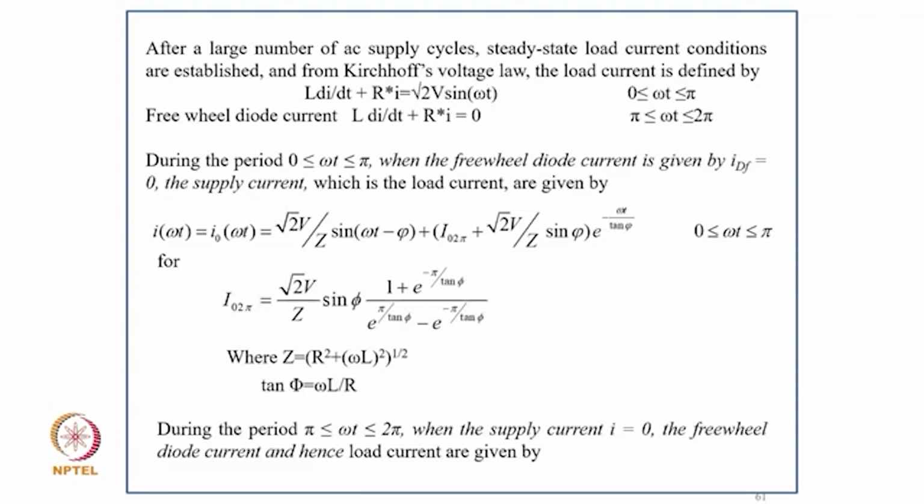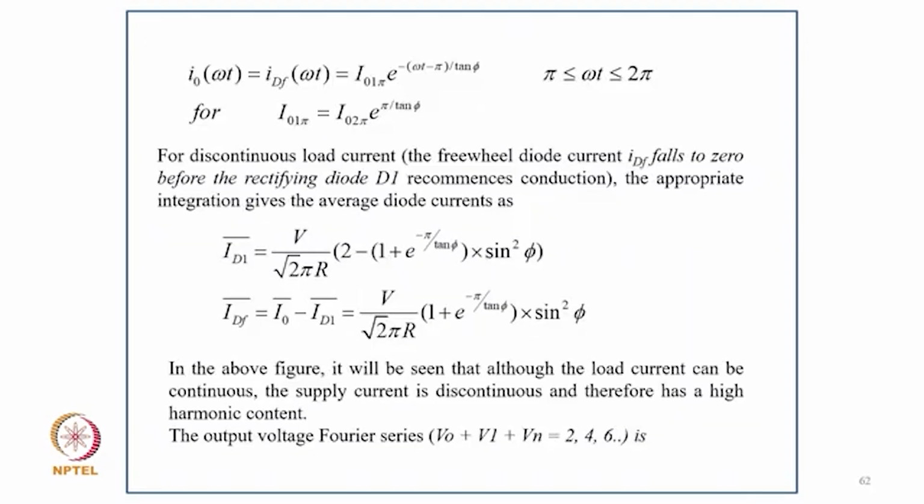Where Z equal to (R square plus (omega L) square) to the power half, and tau equal to omega L upon R. So during the period omega t pi to 2 pi, when the supply current is 0, the freewheeling diode current, and hence the load current, are given as i0(omega t) equal to IDF equal to I0(pi) e to the power minus (omega t minus pi) divided by tau, from pi to 2 pi, and I0(pi) equal to I0(2 pi) e to the power pi minus tau. So for discontinuous load current, the freewheeling diode current IDF falls to 0 before the rectifying diode recommences conduction.